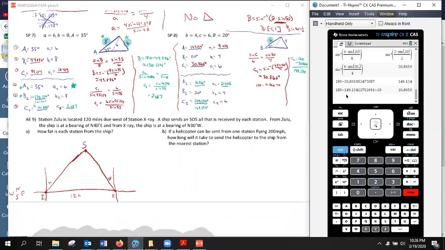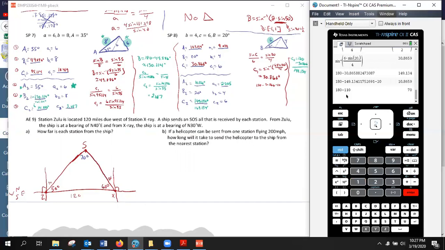Let's see. We know that these are 90-degree angles. So if this is a 40-degree angle, this has to be a 50-degree angle right here. And if that's a 30-degree angle, that's a 60-degree angle here. Really, we are solving the triangle. So that leaves 60 plus 50 is 110. If I take 180 minus 110, that leaves me with a 70-degree angle right here.